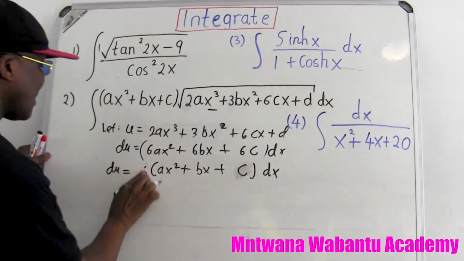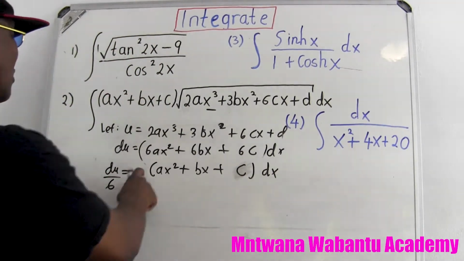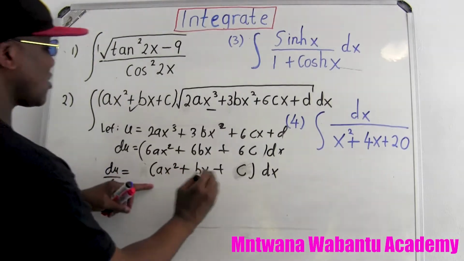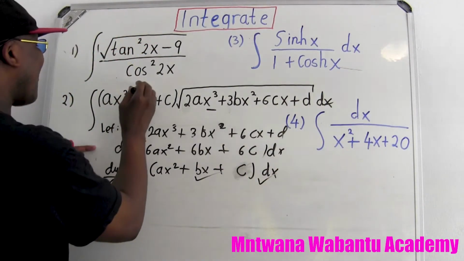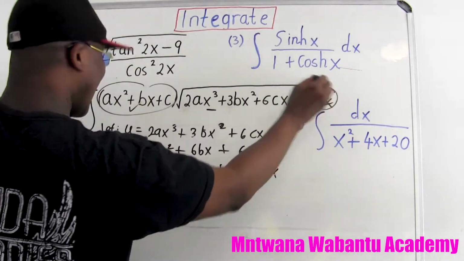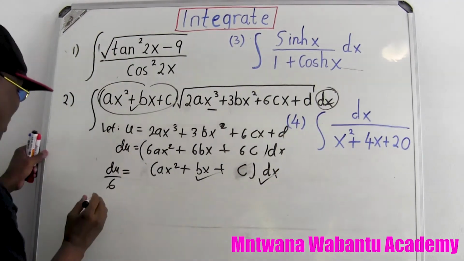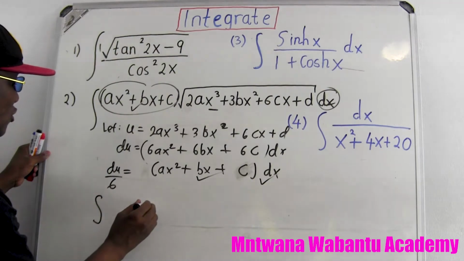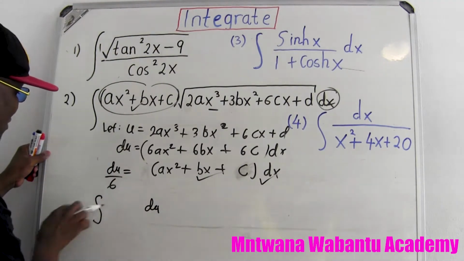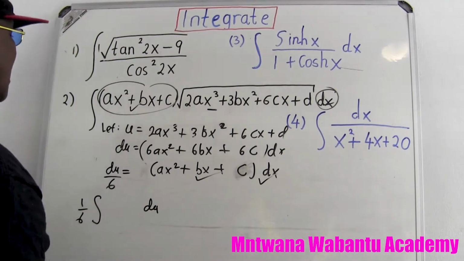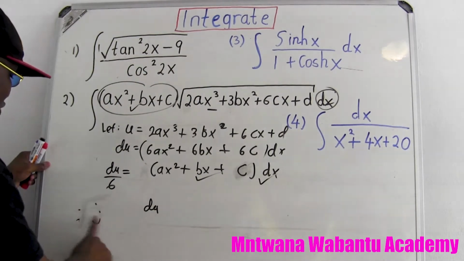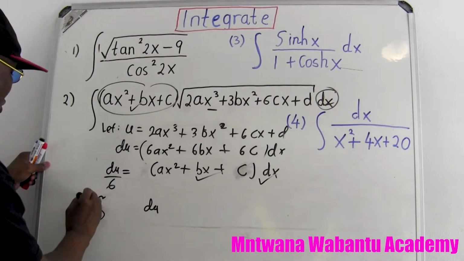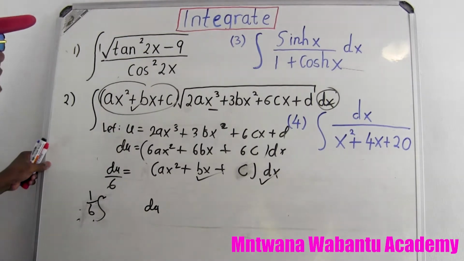So divided by 6 means this is going to be over 6. Now if you look carefully, this equals that one and dx equals that one. So I'm going to replace all of this with du over 6. Then the question becomes integral du over 6, but I'll take the 1 over 6 to the back. Okay, let me write it like this. My apologies. Integral, 1 over 6 is going to go to the back.